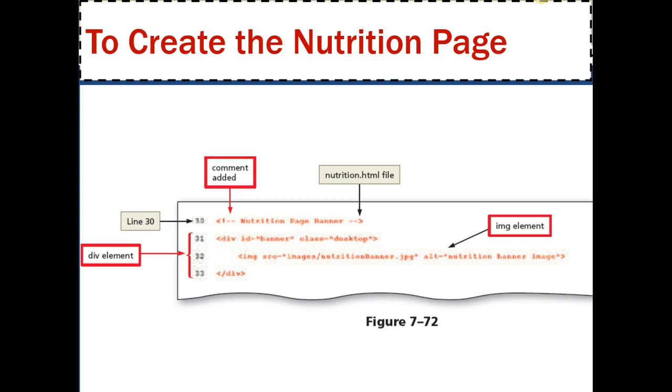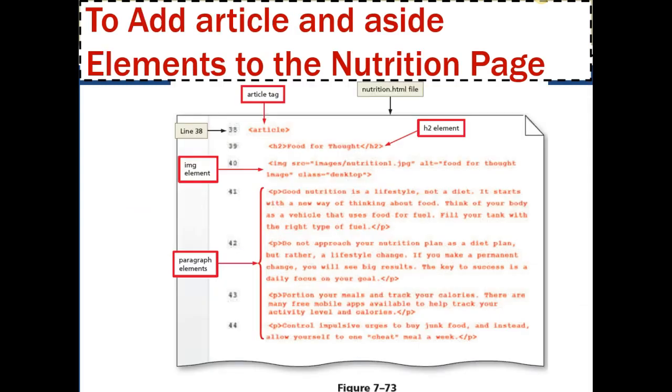On line 30, you can put a comment like nutrition page banner, and then in lines 31 to 33, you can put a div element, which equals the banner, with your class identified, because we are going to do it on desktop. Then you put your image element, the source of the element, and if you are going to have any caption for it. And then you close your div.